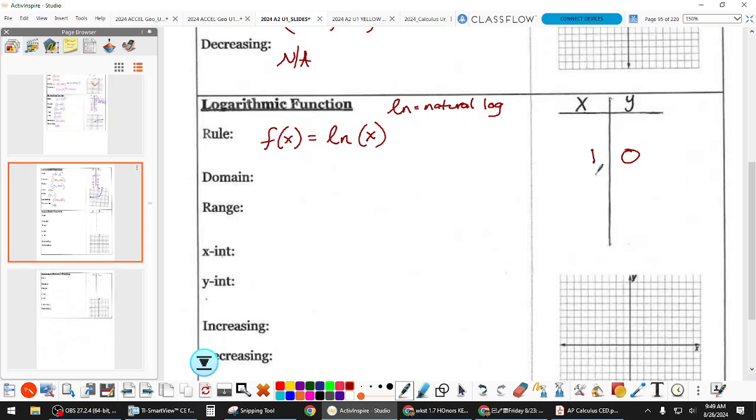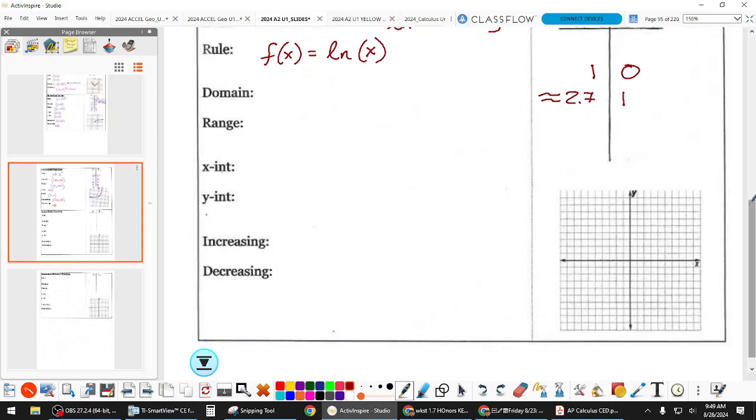And then I want you to write, roughly, just put the approximate symbol, roughly 2.71. And you'll see what I mean by this down the road. And then anything before this, our graph is going to do this. So it's really sticking super close to the y-axis as we get closer to it, and then it kind of shoots up from there a little bit.